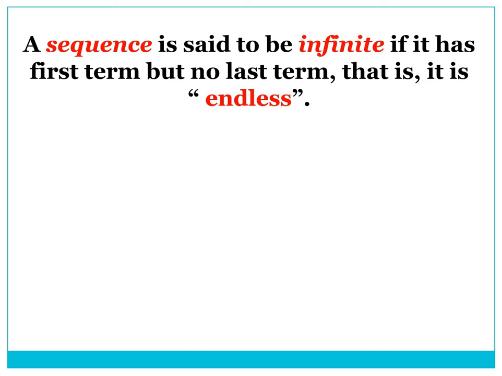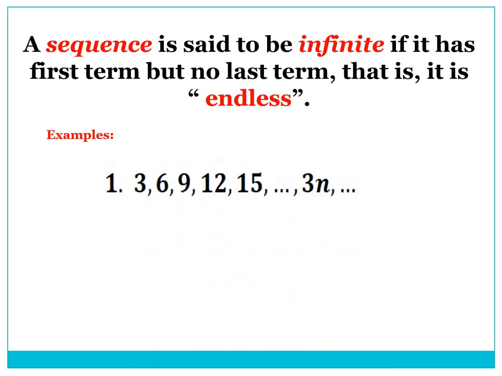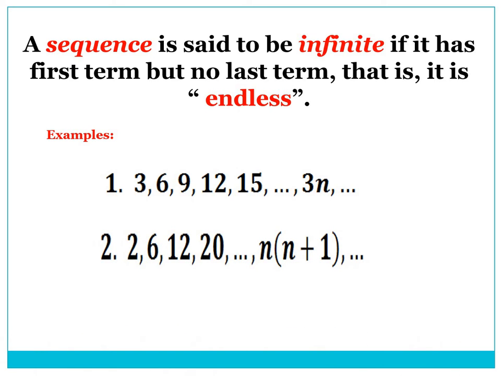A sequence is said to be infinite if it has the first term but no last term, that is, it is endless. Examples. Number 1: 3, 6, 9, 12, 15, up to 3n. Number 2: 2, 6, 12, 20, up to n times the quantity n plus 1.